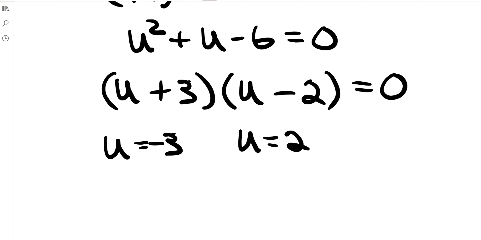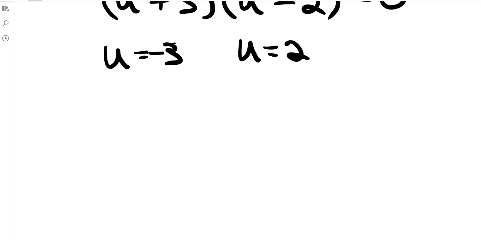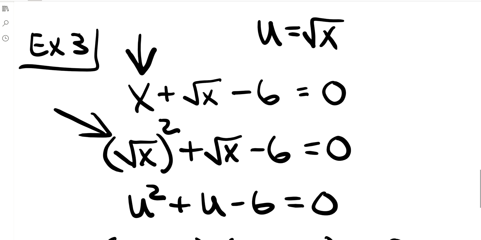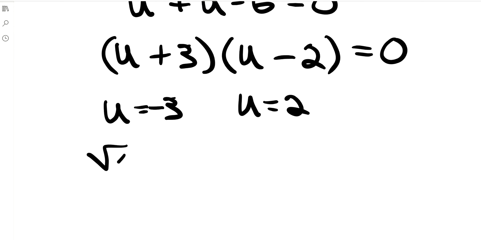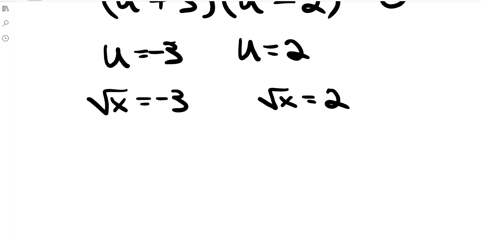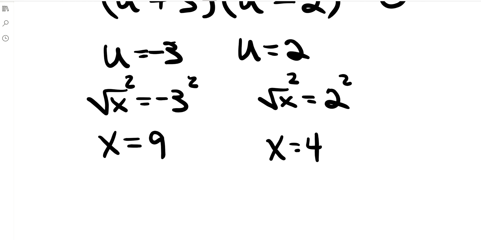Okay, so I got my answers in terms of u. Now I got to put back that u equals the square root of x. So I've got the square root of x equals -3, and the square root of x equals 2 for the other side. And let's satisfy your answer in terms of x. So I'm going to square both sides, and I'm going to have that x equals 9. And then on this side here, if I square both sides, I've got x equals 4.